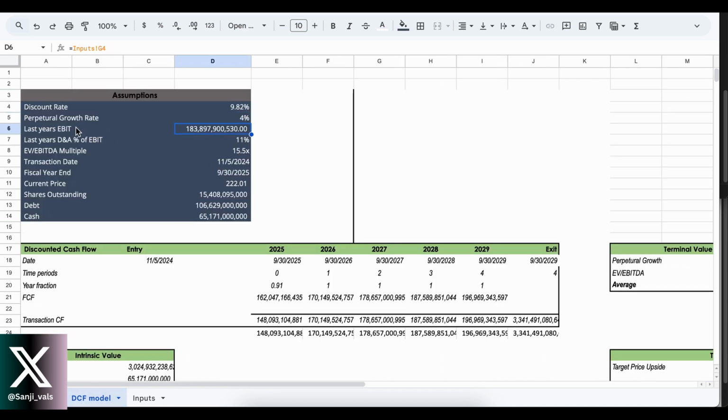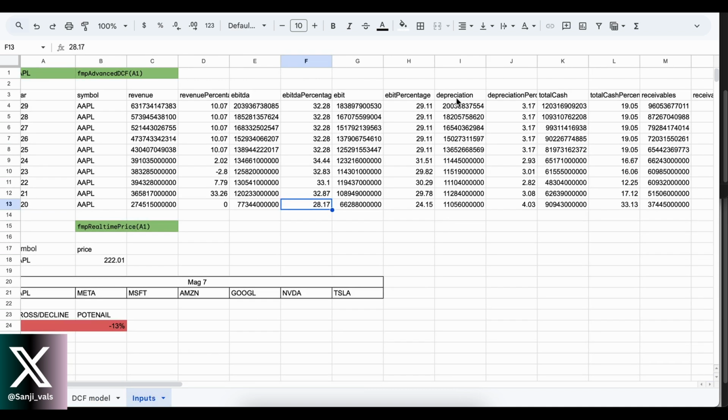And then the earnings before interest and tax is this number, 183 billion, also extracted from the inputs. This one is simply depreciation divided by earnings before interest and tax. Depreciation is taken from this cell, as you can see.